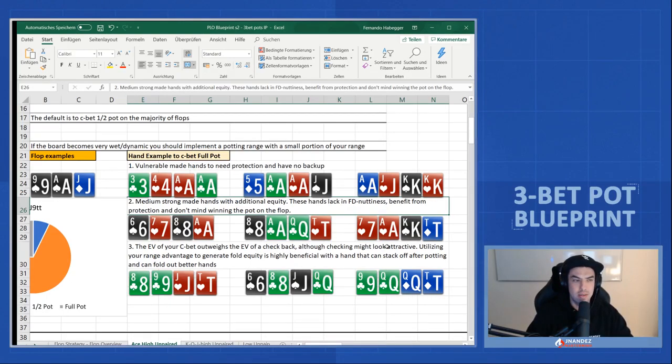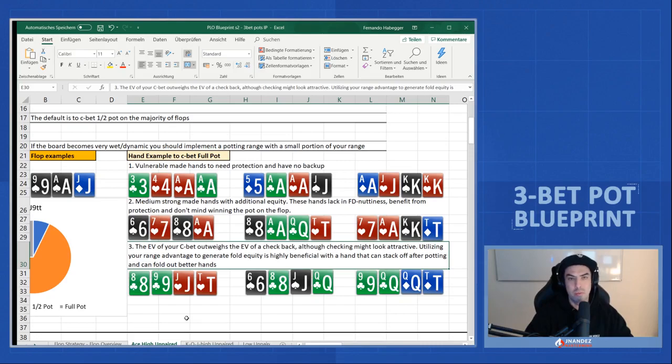Or Ace King 10, 7, similar story here to the Ace Queen 10, 8. Those hands are definitely good enough to get the money in, but they're not incentivized to get our opponent to come along and play turns and rivers with us. And then lastly, the EV of your c-bet outweighs the EV of a check back. Although checking might look attractive, utilizing your range advantage to generate fold equity is highly beneficial with a hand that can stack off after potting and can even fold out better hands.